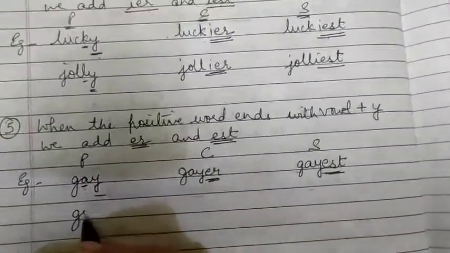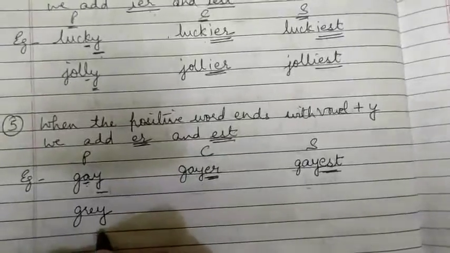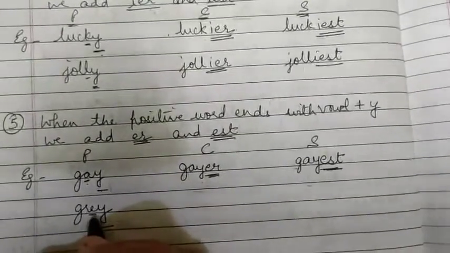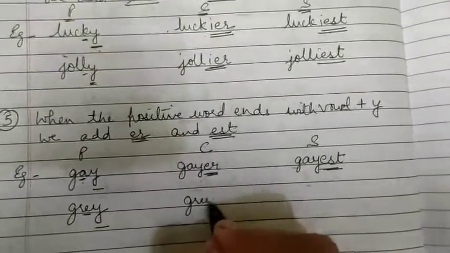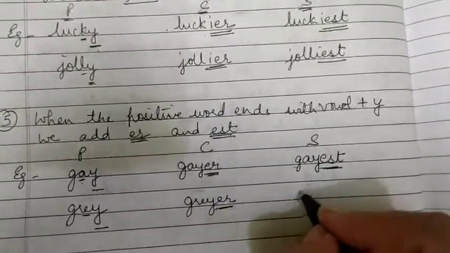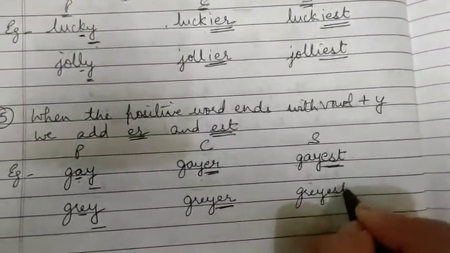One more example, grey. It is ending with y, but before y there is a vowel e. So greyer, ER is added. Greyest, EST is added.